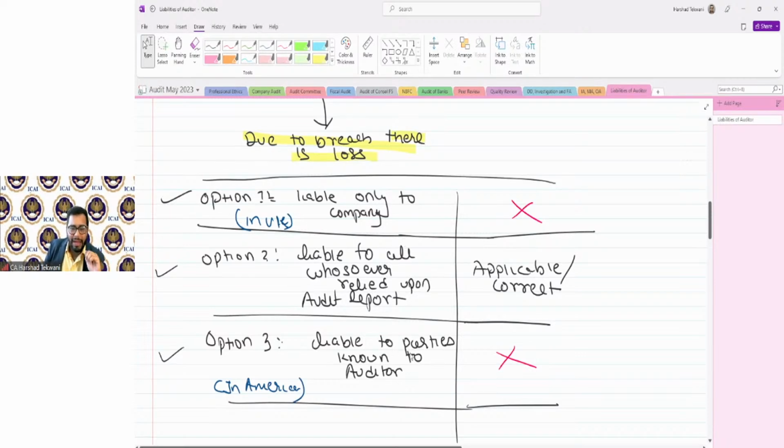Second case is we are liable to the known parties. That is in the American scenario. Means if you know the party, you are liable to him. And third option is that we are liable to all whosoever relied upon the audit report. Whosoever relied upon the audit report, we are liable to them. Now that is the concept and the logic that is appropriately followed in India. But let me explain a good case in the English scene, the liability in the case of UK.